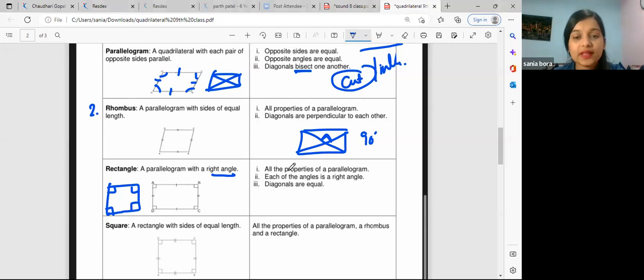Clear? So again, all the properties of parallelogram plus each angle is a right angle. So you have 1, 2, 3, 4 angles over here, and all 4 angles are 90 degrees. Clear? And next, diagonals are equal. They have equal diagonals, right? So the length of the diagonals is always equal, right?